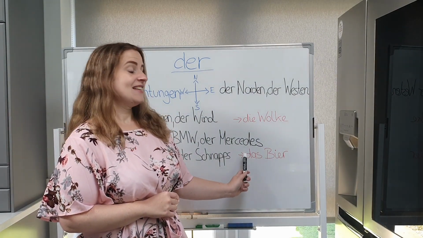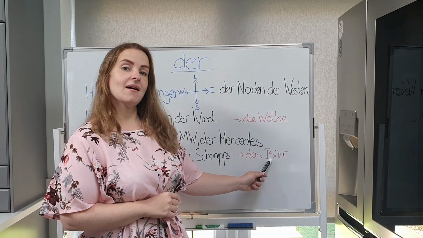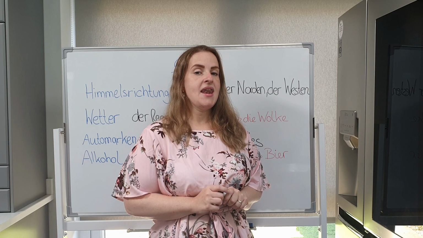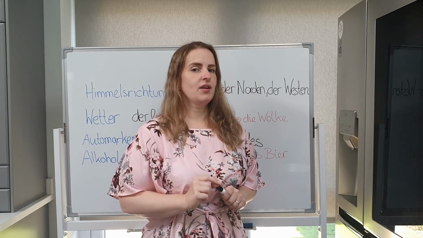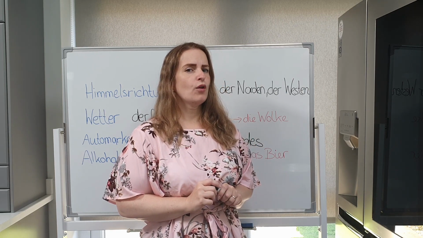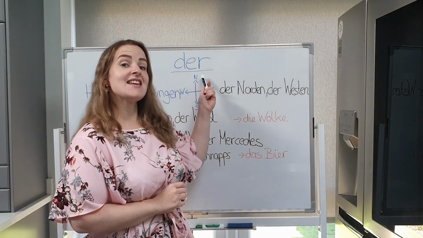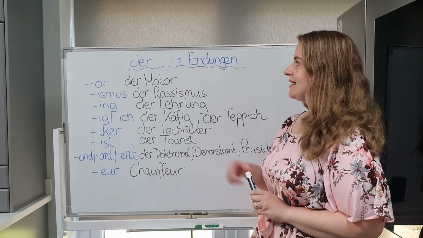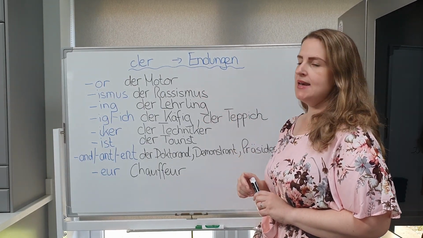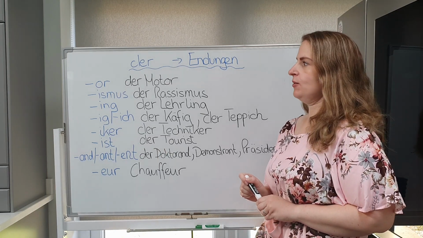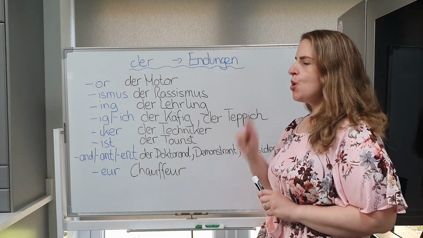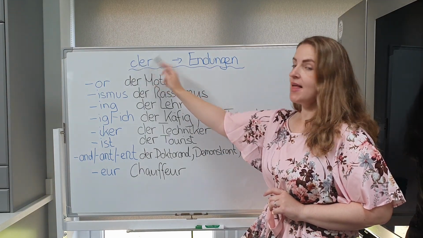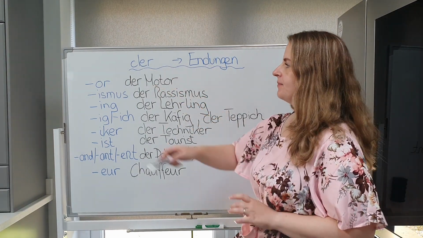Bier. Das Bier. And now we will have a look at some nouns, at the ending of some nouns, which give you the hint of using der as an article. So guys, these endings of nouns in the German language will help you to realize that you need to use the masculine article der. Let's start.